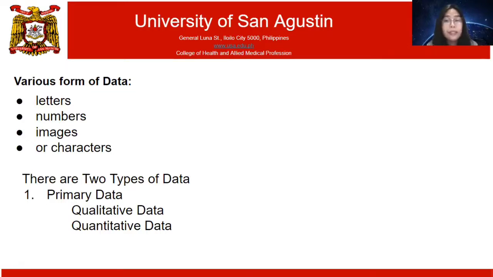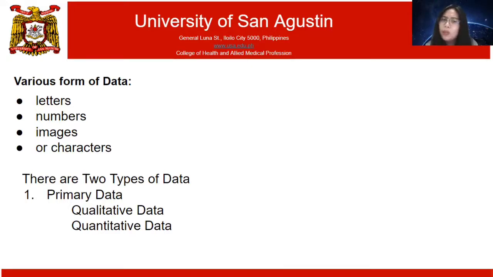For example, sharing what people like about a program, how they think it could be improved, what difference it made to their lives, and whether they would recommend the program to others. So that is qualitative data.